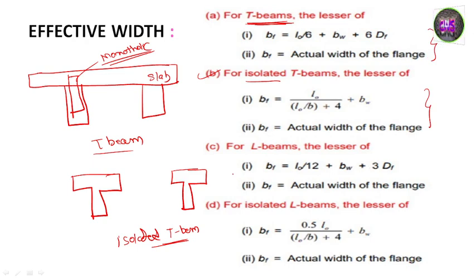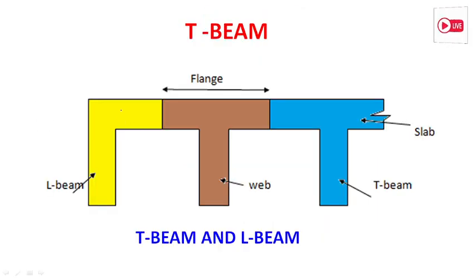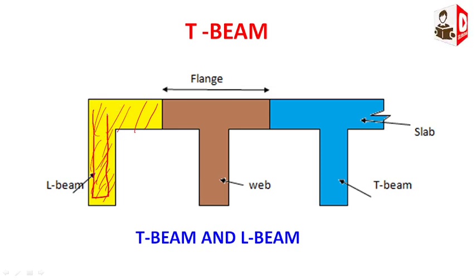Now for L beams, an L beam is nothing but like this. You can see this is an L beam. Okay, when you consider only the corner, and you use the reinforcement in this condition, right, and in these conditions, that we call an L beam, right?